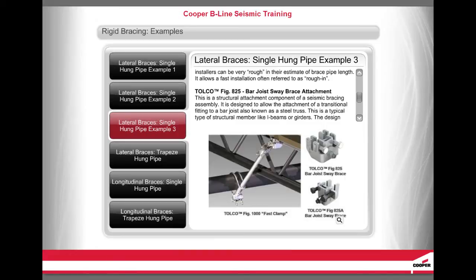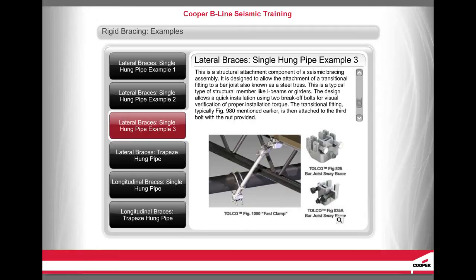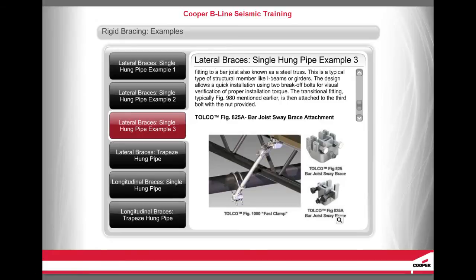Tolco Figure 825, Bar Joist Sway Brace Attachment. This is a structural attachment component of a seismic bracing assembly. It is designed to allow the attachment of a transitional fitting to a bar joist, also known as a steel truss. This is a typical type of structural member like I-beams or girders. The design allows a quick installation using 2 break-off bolts for visual verification of proper installation torque. The transitional fitting, typically Figure 980 mentioned earlier, is then attached to the third bolt with a nut provided.